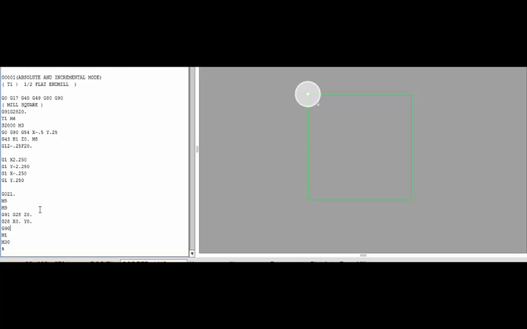Again, absolute mode is G90, meaning that all the coordinates are in relation to one origin, okay, the origin of the part, in this case the upper left hand corner. Incremental would mean that the machine, each time it completes a move, calls that endpoint its new X0, Y0 origin. So that's the difference between absolute and incremental.